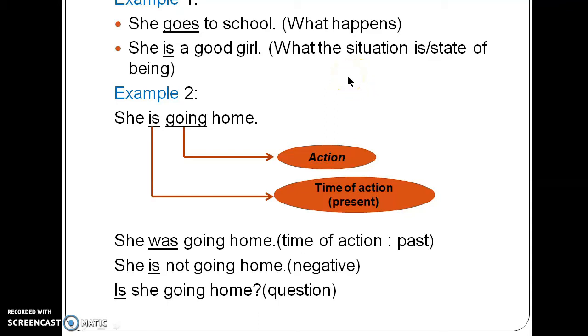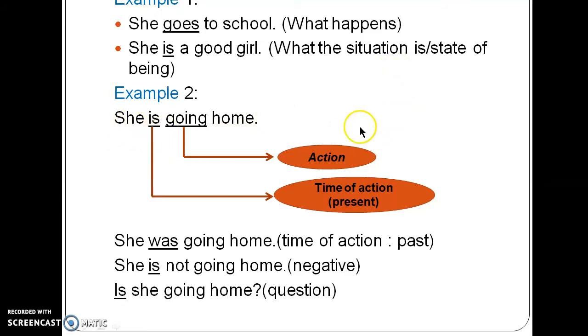And look at example number 2 now. She is going home. Now, which is the verb here? Yes, here the verb consists of two words. Is going. Both are verbs. Now, look at the role played by these two words here. Going is the action word here. It tells about the action done by the subject she.